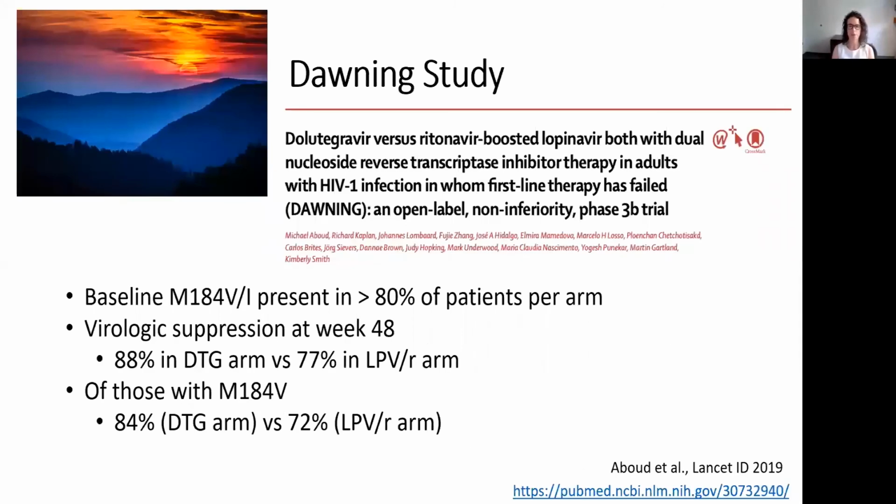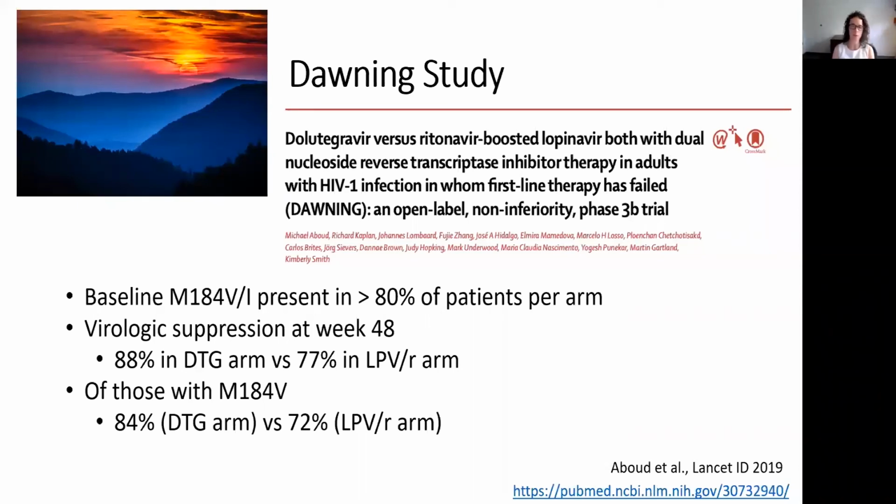So here's the DAWNING study. The DAWNING study was published in the Lancet in 2019, and this was, as I mentioned, a large study of patients who had failed first-line NNRTI regimens. So they had NRTI resistance and NNRTI resistance, and they were randomized to either dolutegravir plus recycled nucleosides or lopinavir-ritonavir and recycled nucleosides. And at baseline, over 80% of patients in both arms had M184V.